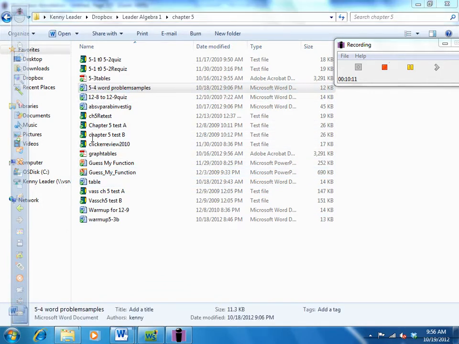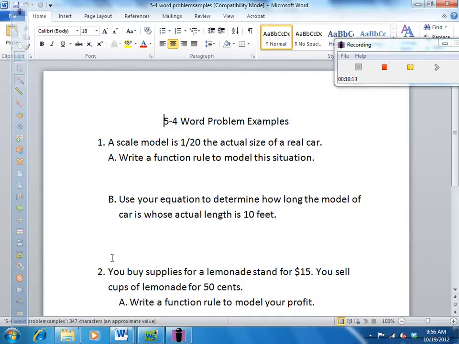Chapter 5. So we're going to have some word problems. I typed them up for you, so you should write these down. I was going to give you a piece of paper, but that's a waste of paper. 5 word problems. You're going to see a couple like this in your homework. A scale model is 1/20th the actual size of a real car. Write a function rule to model this situation.